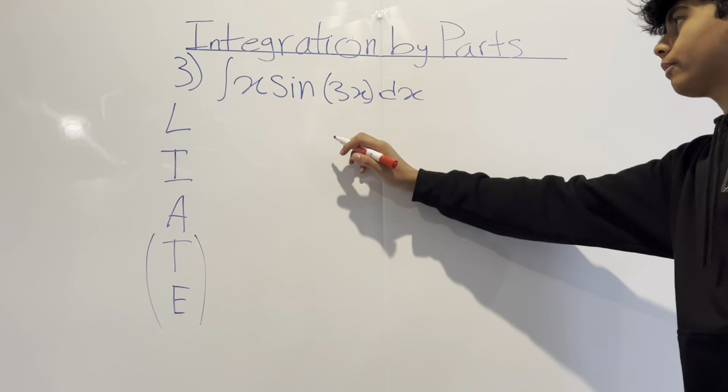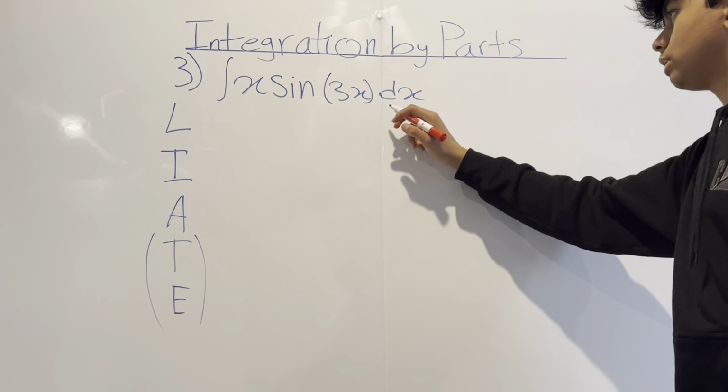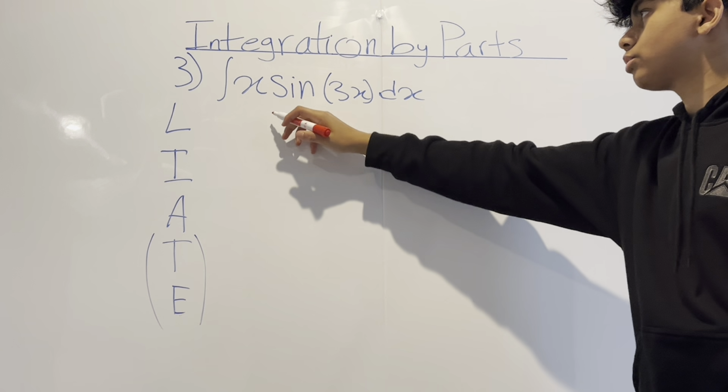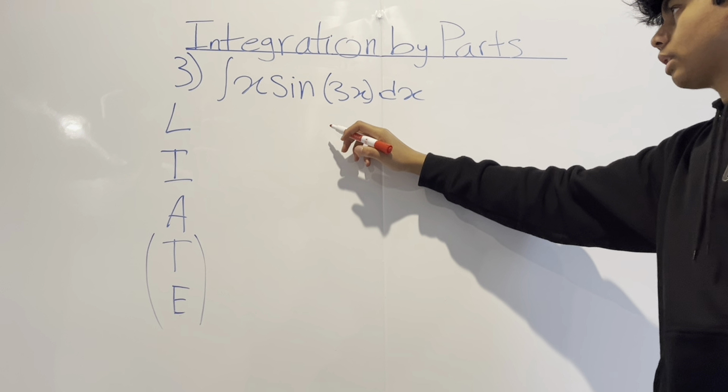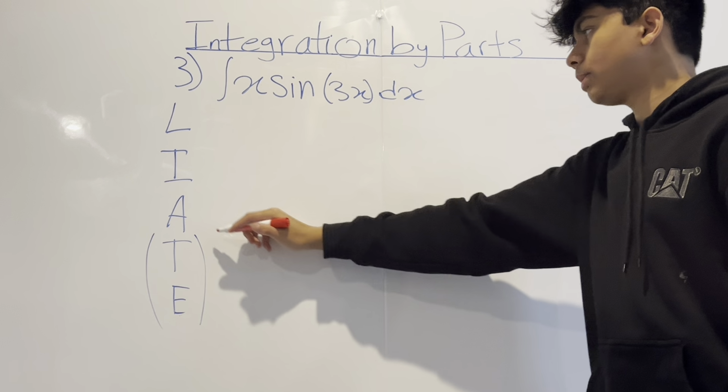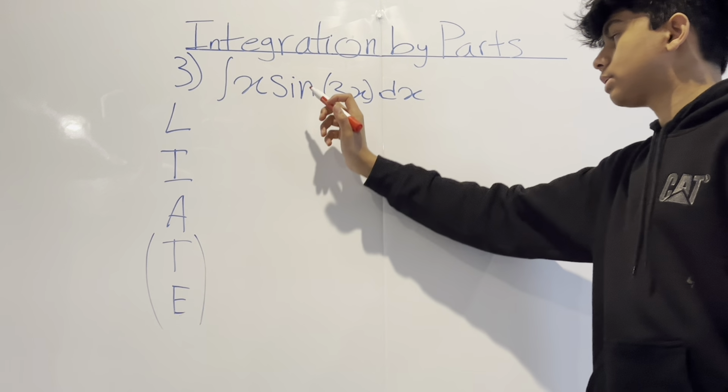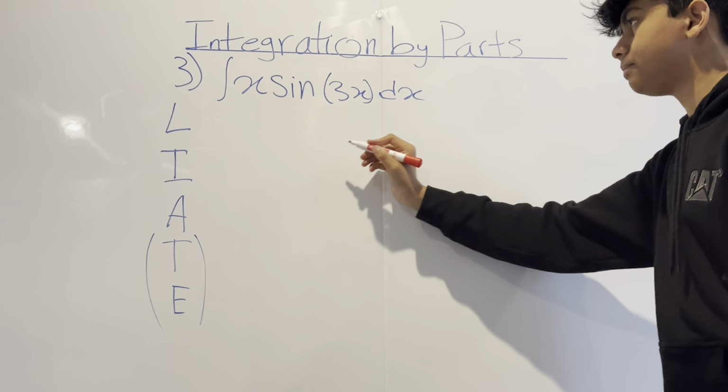Question 3, we have x sine of 3x dx. So here we have an algebraic and a trig. What we're going to do is set x equal to u because that comes before a trig. And we're going to set sine of 3x equal to dv.